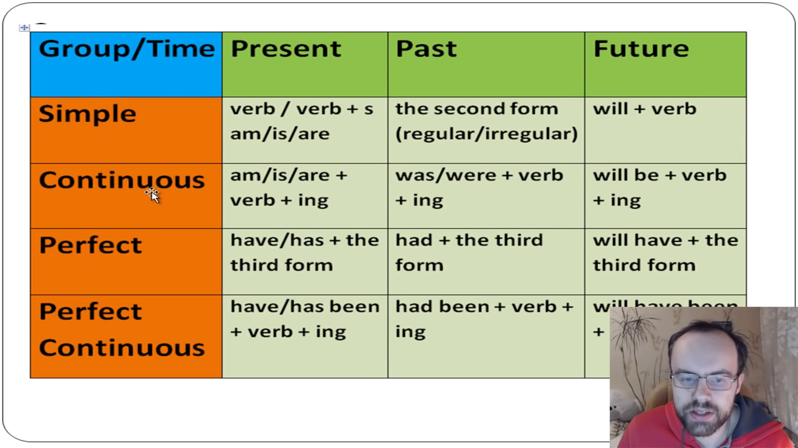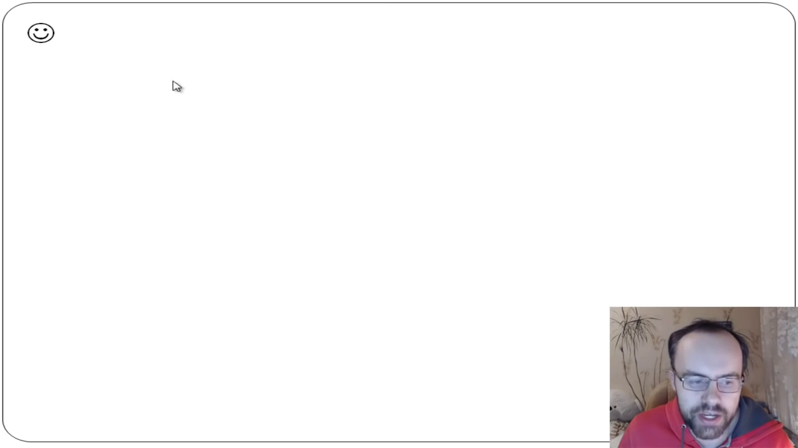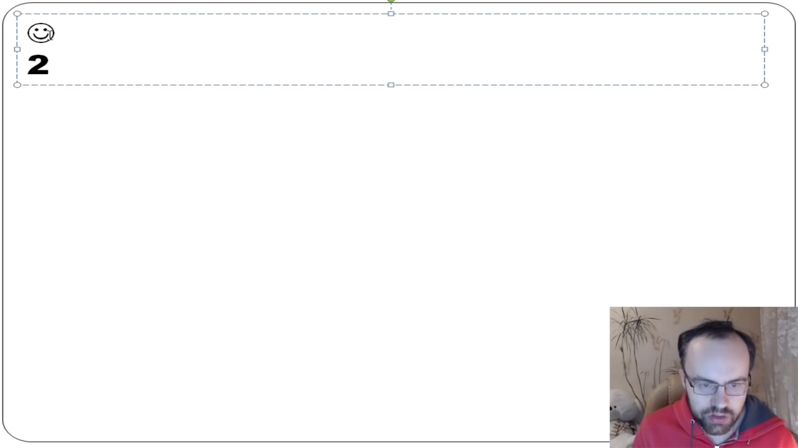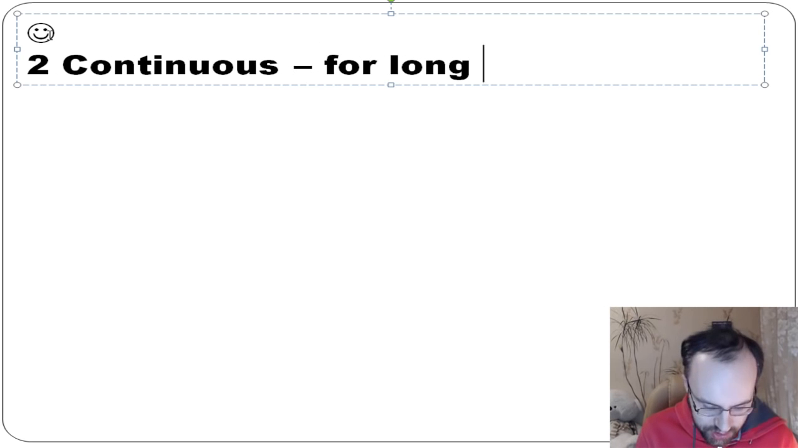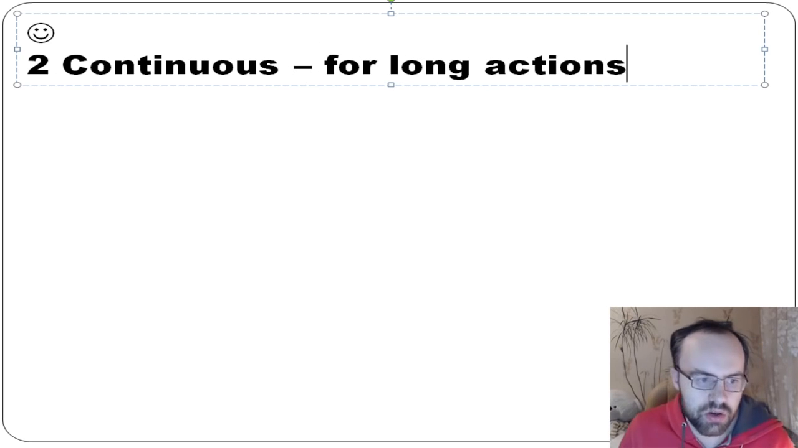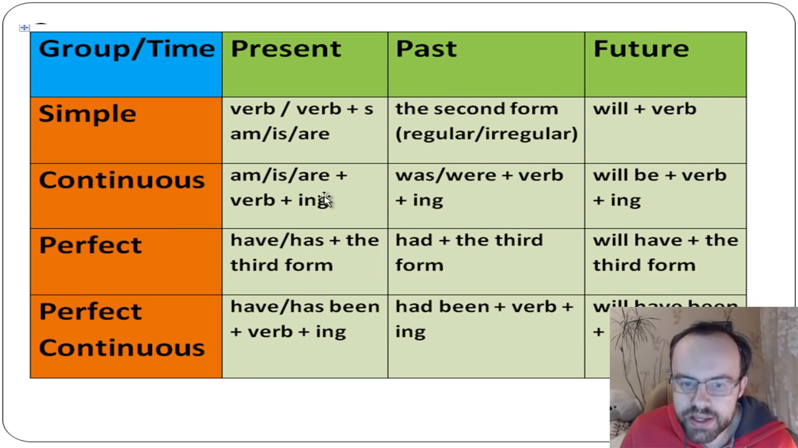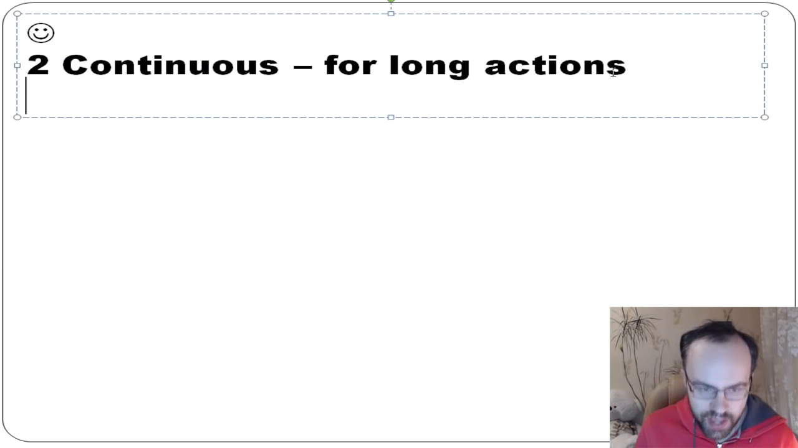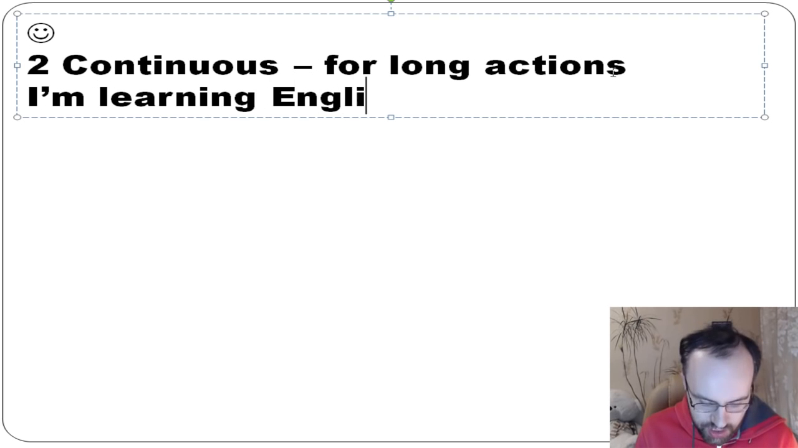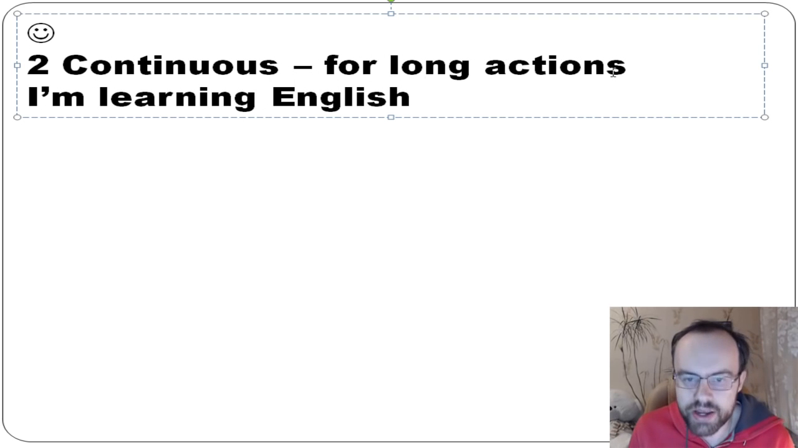So if you are looking at the second group, we call it continuous. The second group is for long actions. Remember, long actions. Continuous is for long actions in the present, and we form it this way. For example, you can say I'm learning English. It's a long action. At present, I'm learning English.